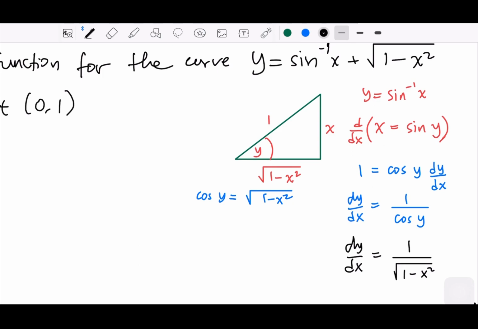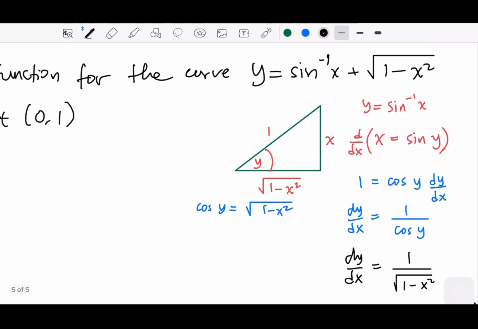If you remember, you can conclude directly to get the derivative of sine inverse. But if you forget, and I believe that is pretty natural, you can go back through the triangle and define what inverse means. Okay, that is for sine inverse.